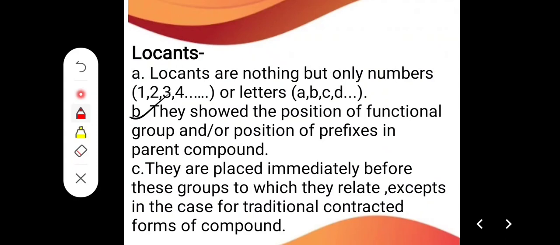Last one, locants. Locant is nothing but a numbering. Maybe we can use 1, 2, 3, 4, we can use alpha, beta, gamma, we can use A, B, C, D. They show the position of the exact functional group, number of carbon atoms, and position of prefixes, and so on. They are also written in IUPAC nomenclature for denoting the exact position of a functional group, exact position of a double bond, and so on. They are placed immediately before the groups that are attached, maybe suffixes, maybe prefixes, but we have to consider locants before them.